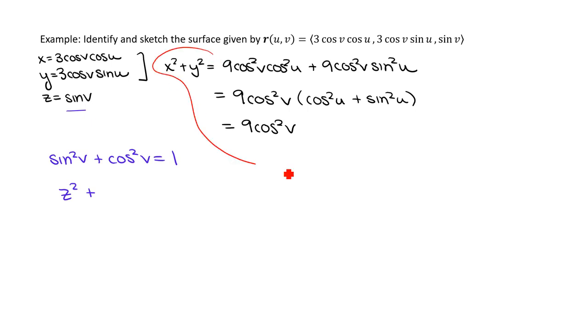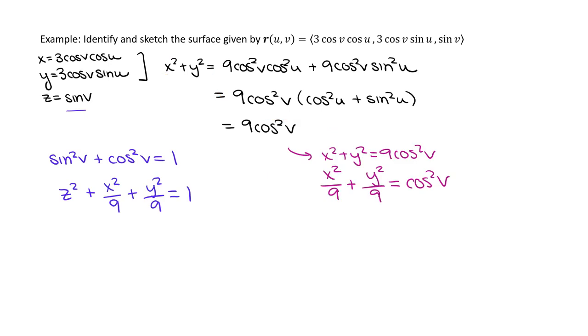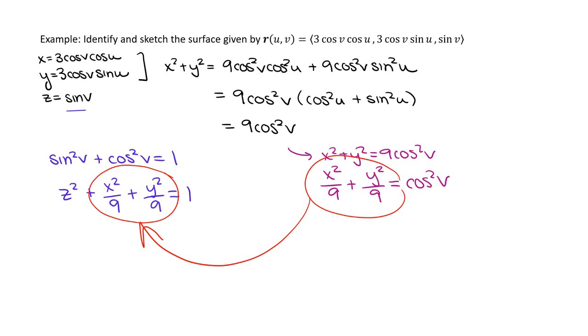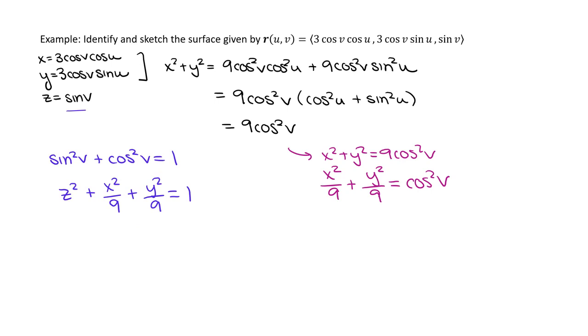Let's see, we just figured out x squared plus y squared is 9 cosine squared v. So if we divide everything by 9, cosine squared should be x squared divided by 9 plus y squared divided by 9. And so I have successfully eliminated the parameter here.